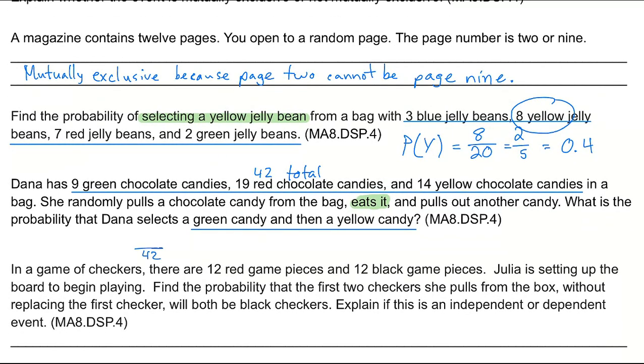So the probability of green and then yellow. First probability is going to be the number of green candies we have, which is 9, over 42, which is the total. If Dana is going to eat this candy, that means it's going to change the total number of candies she has. So that'll go down to 41, and then the second candy we want is yellow, which we'll use all 14 of those since the first one was green.